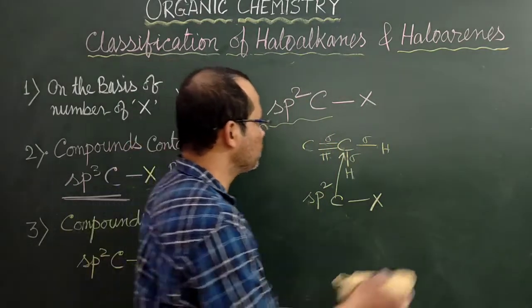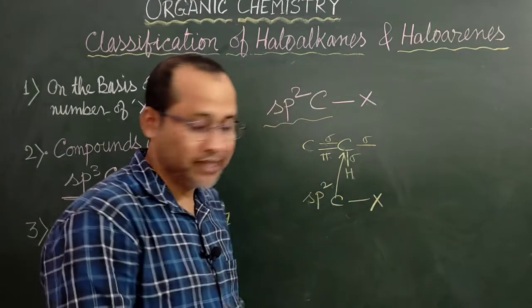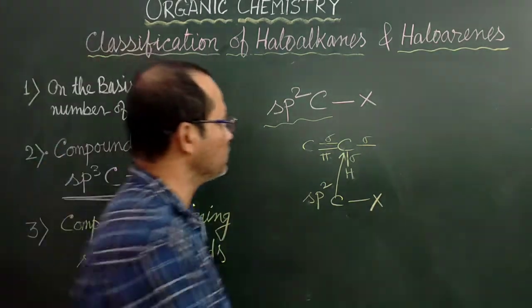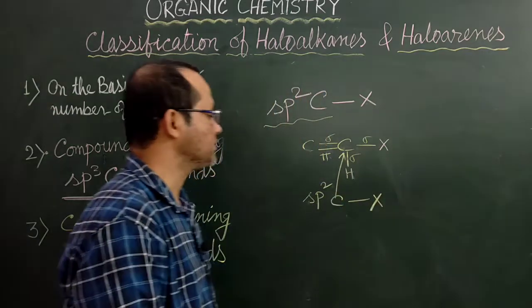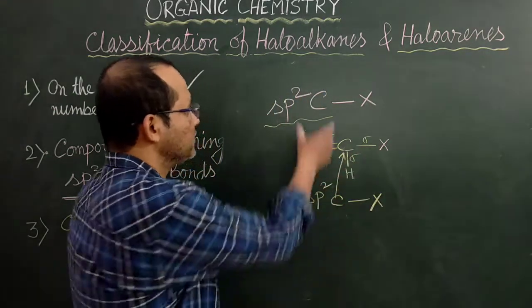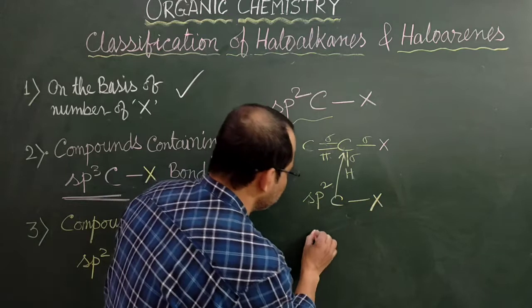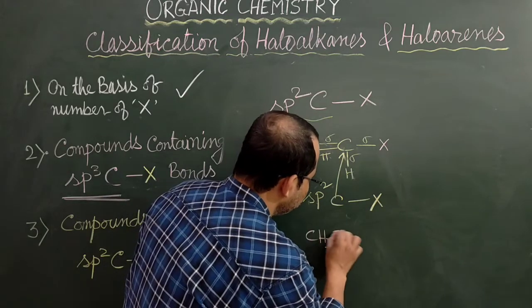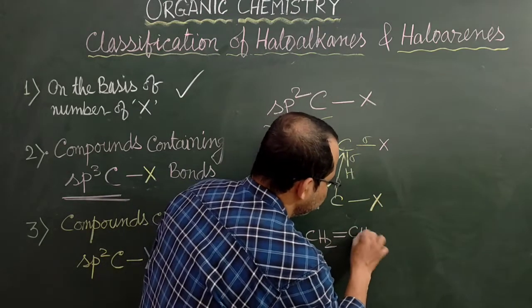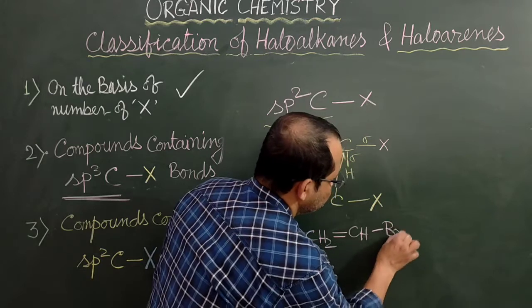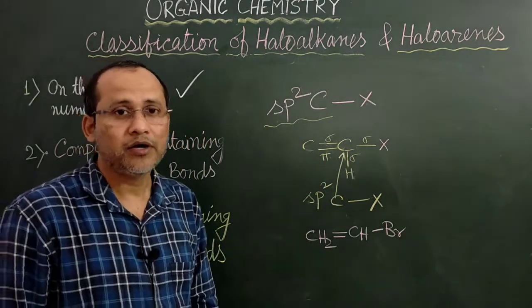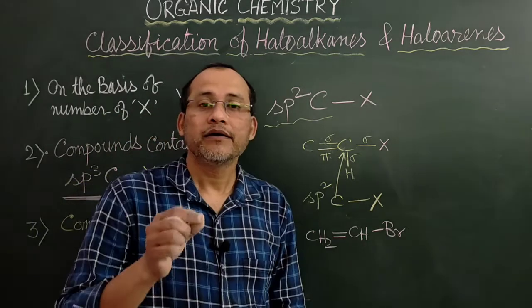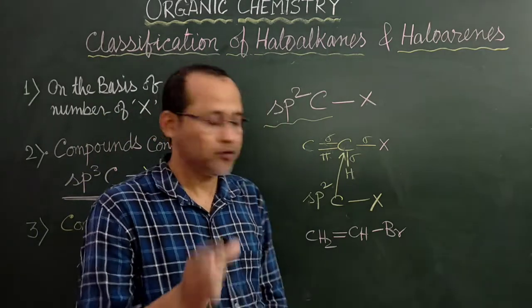Okay, now let me show one particular example. If we erase this one and write down one halogen, maybe chlorine, bromine, iodine, etc., then it will produce this type of compound. Now let me show one particular example. It will be CH2 double bond CH single bond bromine. So this is a compound which is vinyl halide.